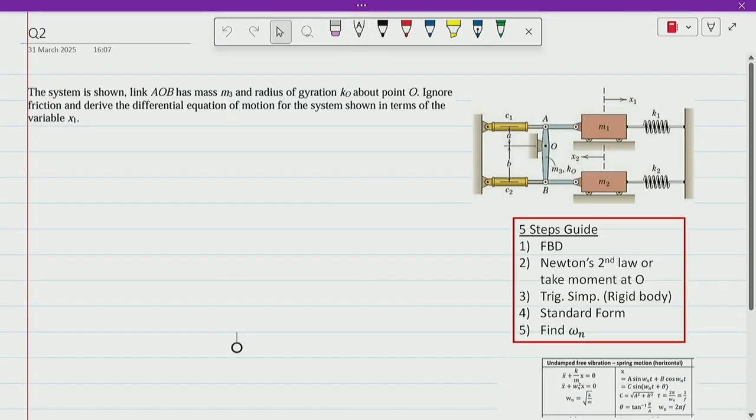Okay. I think question 2 is a little bit more realistic of what you might run into. So the system looks kind of complicated, but it's actually not too bad. The x1 and x2 are already predefined. We get mass 1, mass 2, K1, K2. We also have our viscous dampers. Now, the question is nice. We're given the radius of gyration.